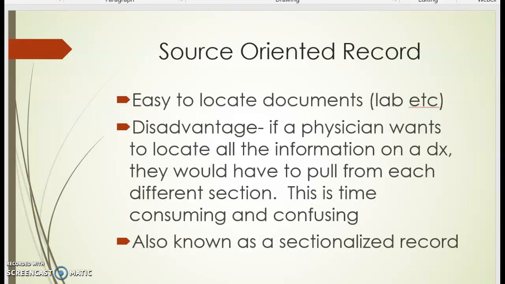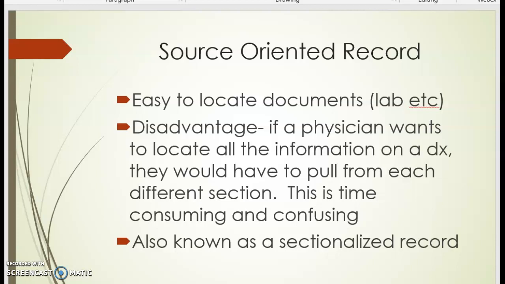This way it's easy to locate the documents. We'll have a lab section, we'll have a radiology section, we'll have a nursing section, and then at the back of the chart there's usually a correspondence section. The beginning of the chart usually could be progress notes, and hospital documents they'll put together.